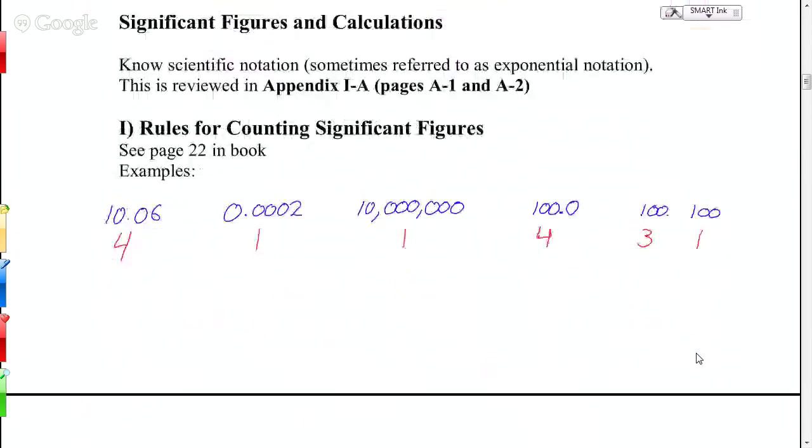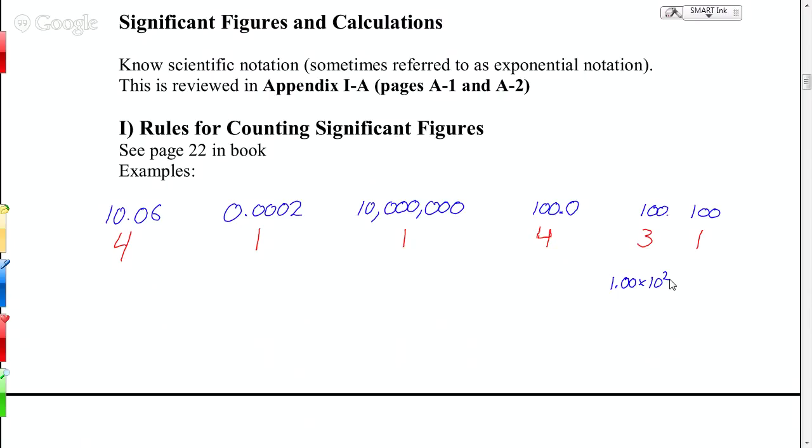Since this 100 dot is a little clunky, and what if it's at the end of a sentence, and you don't know if that's a dot or a period? What's a better way to express that? Anybody know? What's a better way to express the precision of a number like that than with a little dot at the end? Yeah, use exponential notation or scientific notation. So this 100 would be 1.00 times 10 to the 2 in scientific notation.